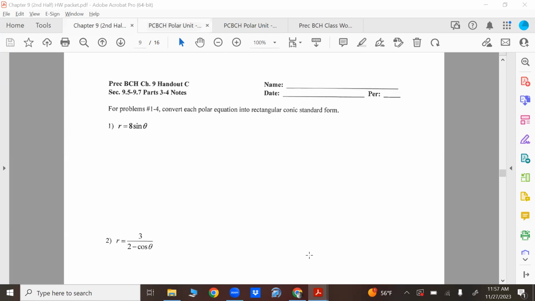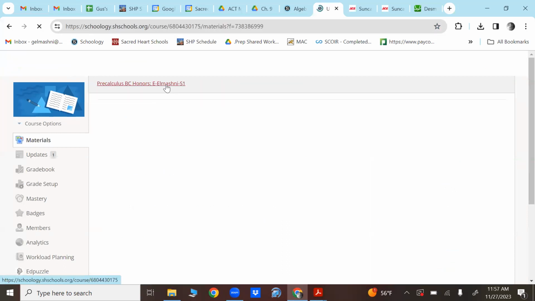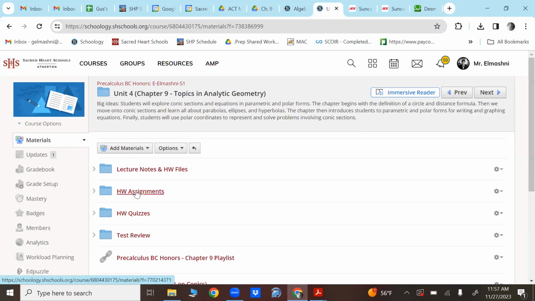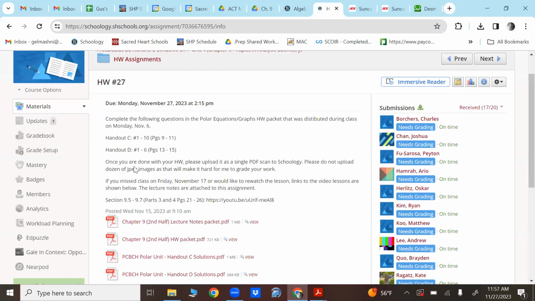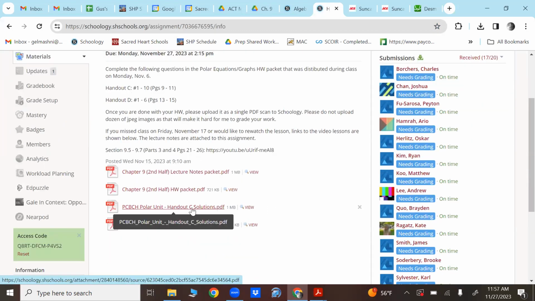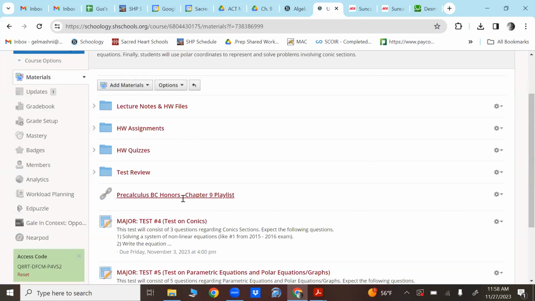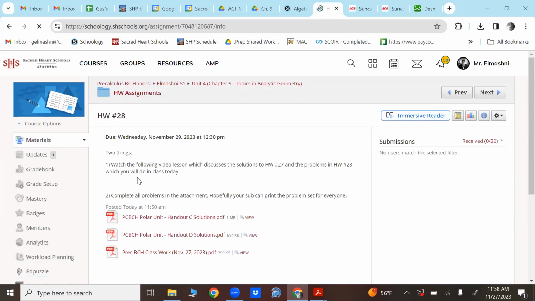If you go to Schoology and locate homework number 27, just go to the main page, click on Unit 4, Chapter 9, homework assignments, homework number 27, and you will see I added two new PDFs, the handout C solutions and handout D solutions. Or if you go to the new homework, which is homework number 28, and click on that, you'll see the attachment for today as well as the solutions for handout C and D. So they're in two places.